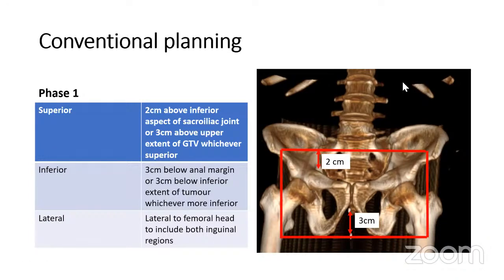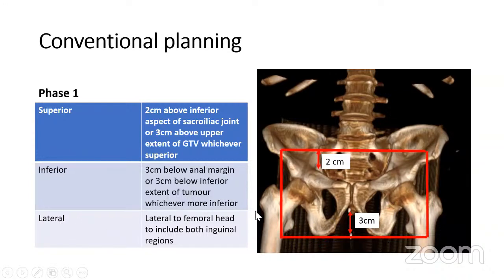Or you go 3 centimeter above the GTV if you have it. And inferiorly, we go again 3 centimeter below the tumor or 3 centimeter below the anal verge, whichever is more inferior. Since it's an anal canal tumor, we see where the tumor is and then go 3 centimeter below it, or you go 3 centimeter below the marker at the anal verge, whichever is more inferior, you mark that as the inferior boundary for the phase one.